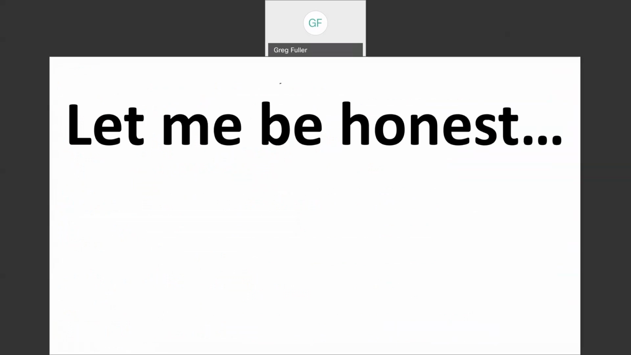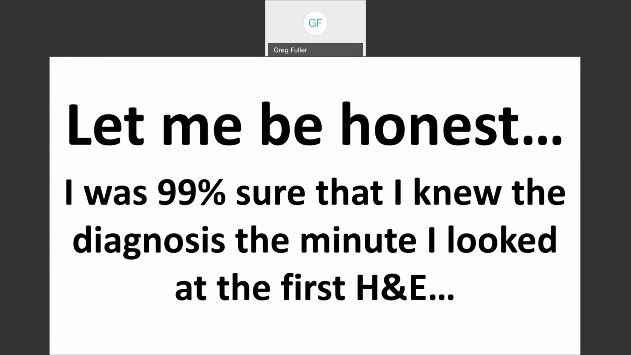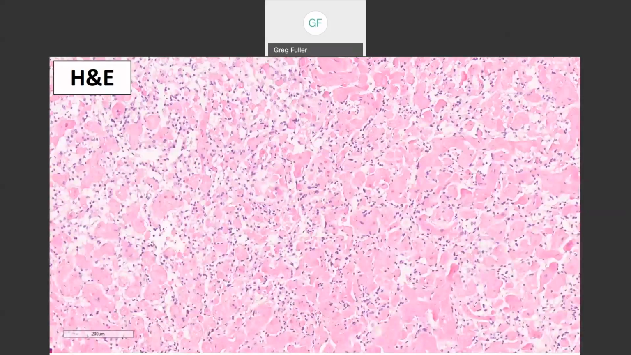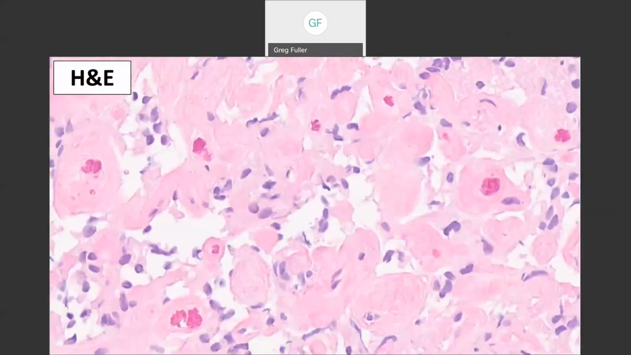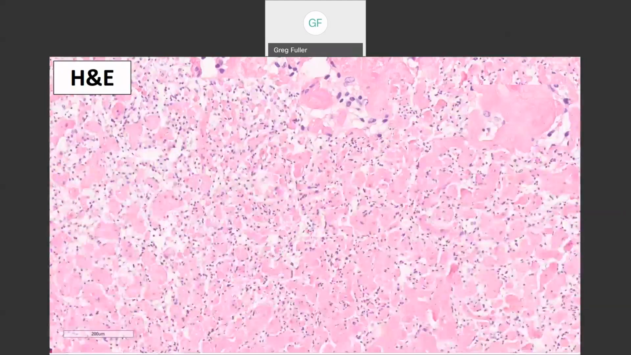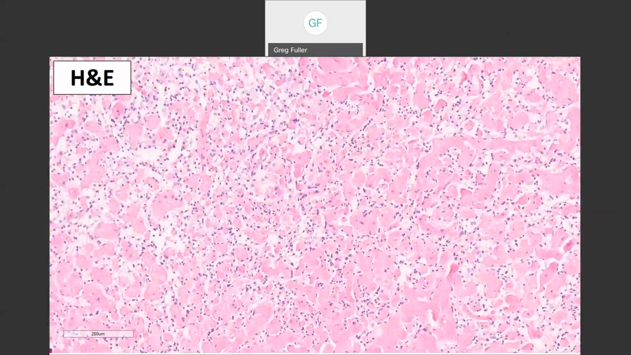All right. Let me be honest in my final note. I was 99% sure that I knew this was the first one. Look at the first H&E. Look at this H&E. Burn it in your brain. You know what it is now. A little bit higher power. And this was just icing on the cake to have the petaloid crystals. Okay, honest to goodness, I see this, I'm thinking this is clear cell meningioma, sclerosing subtype.